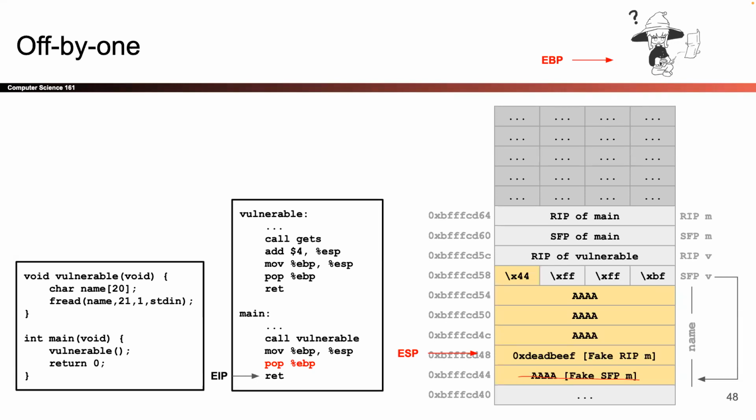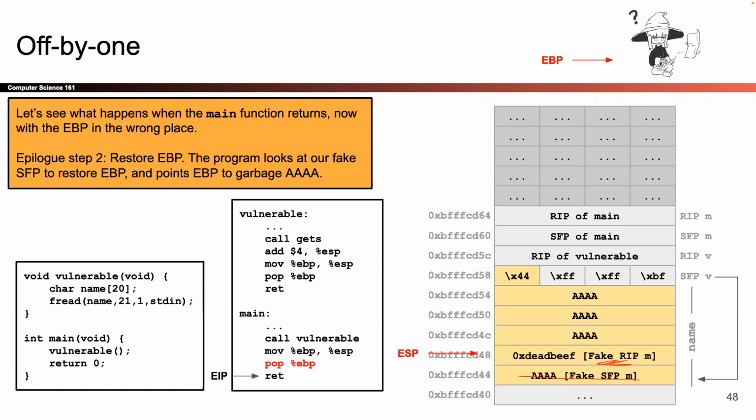And now the final step of main is to return. So what happens when you return? You take the next thing on the stack, which is always going to be the RIP. It's a fake RIP, but still it's the RIP, or the program thinks it's an RIP. So we take that next thing on the stack, we put that in EIP. In other words, we go to that address and start executing instructions. So at long last, it took 2 function returns, but I'm starting to execute shellcode.